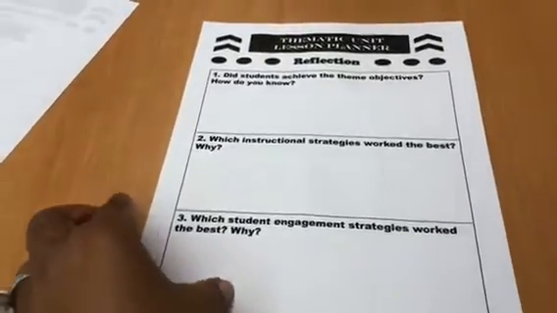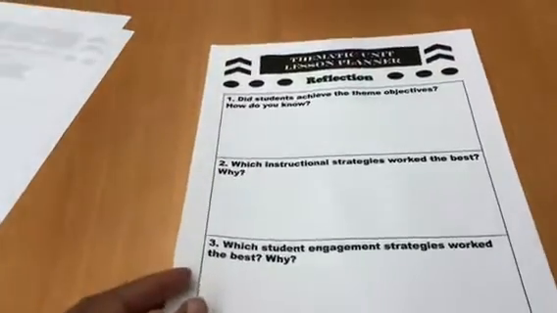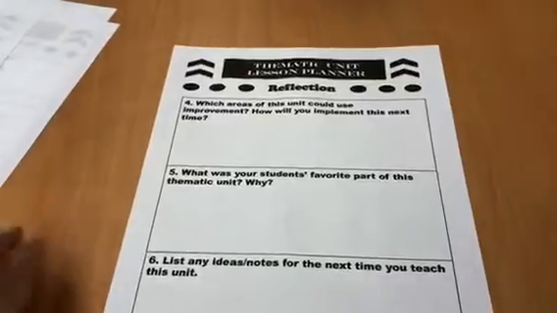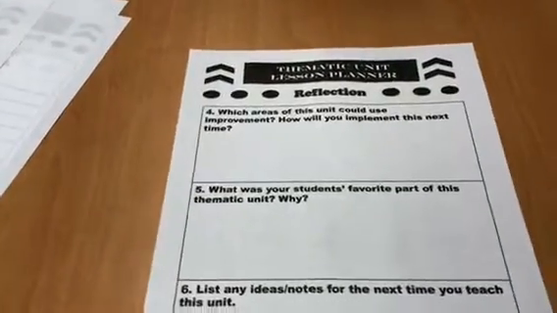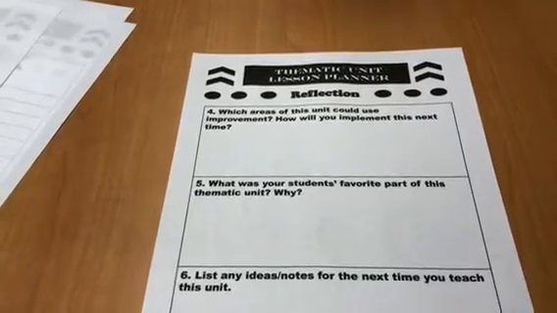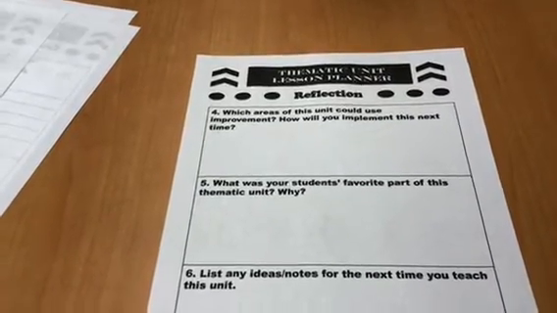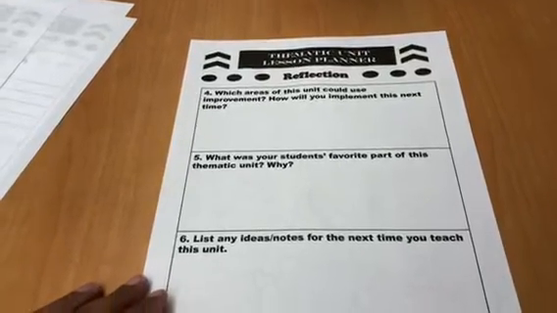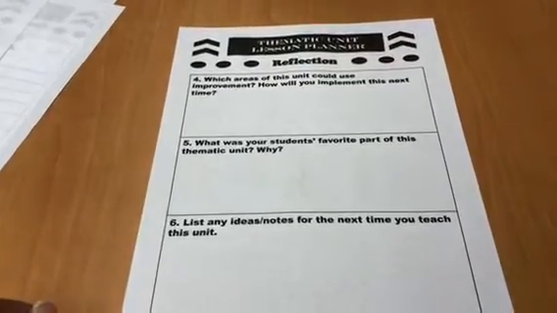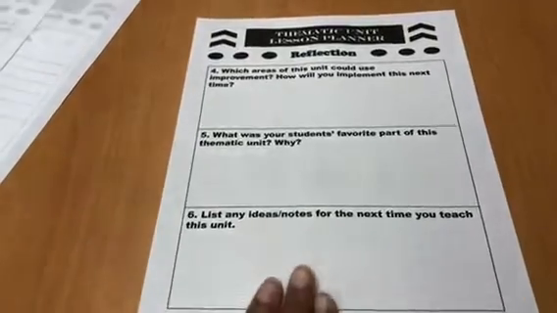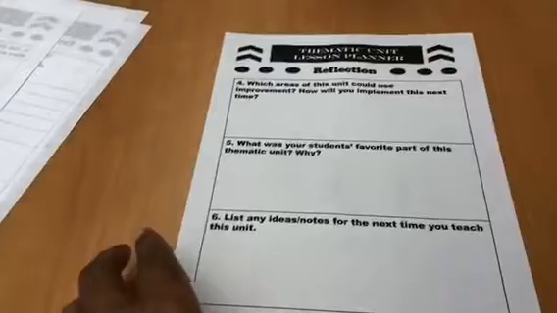So I love reflecting on a unit to know what went well and what can be changed to make it better. And then the last part of the reflection is which areas of this unit could use improvement? How will you implement this next time? What was your student's favorite part of this thematic unit and why? List any ideas, notes for the next time you teach this unit. Again, this is a huge part of my planning, is the reflection.